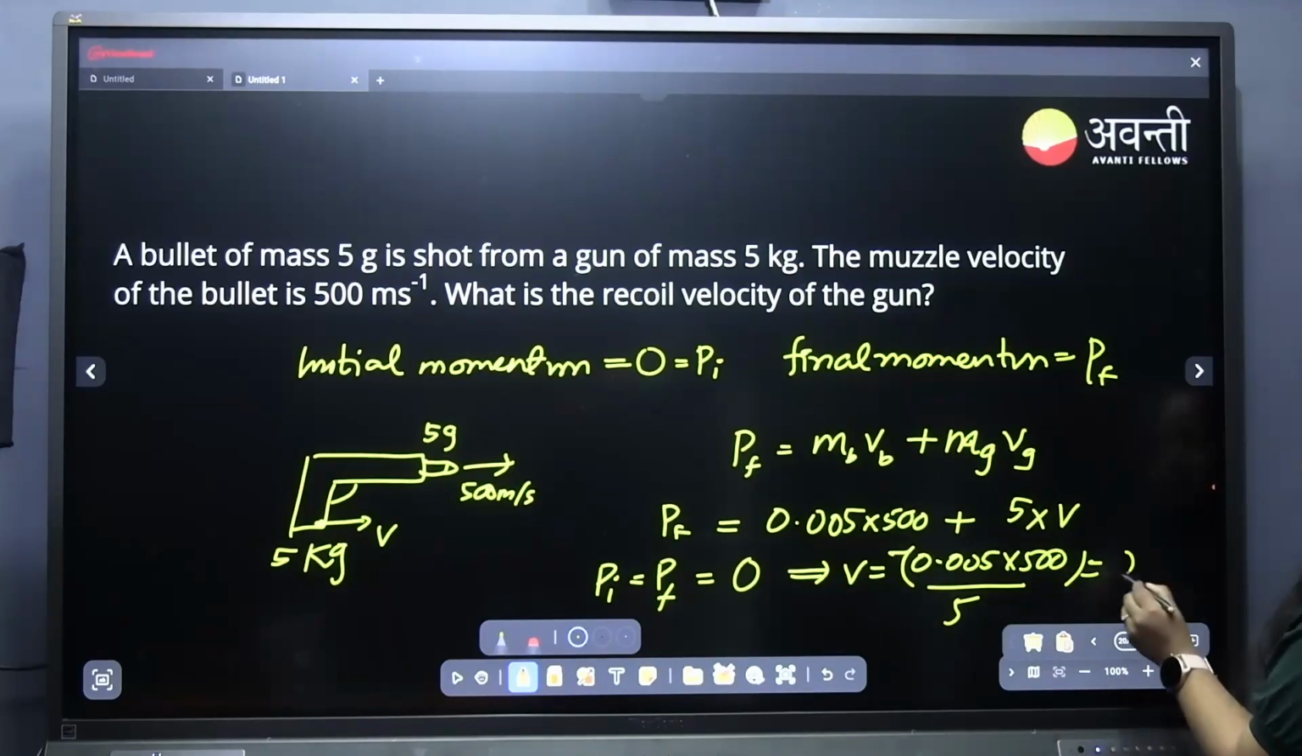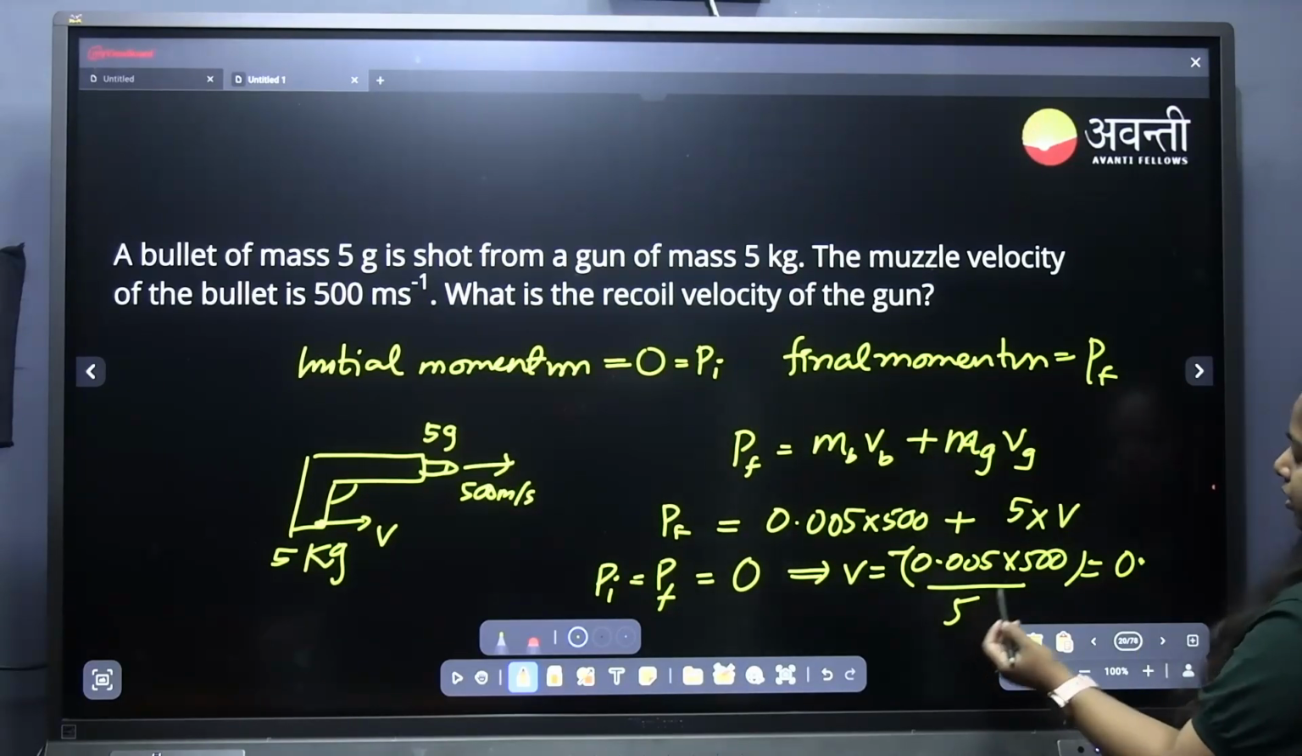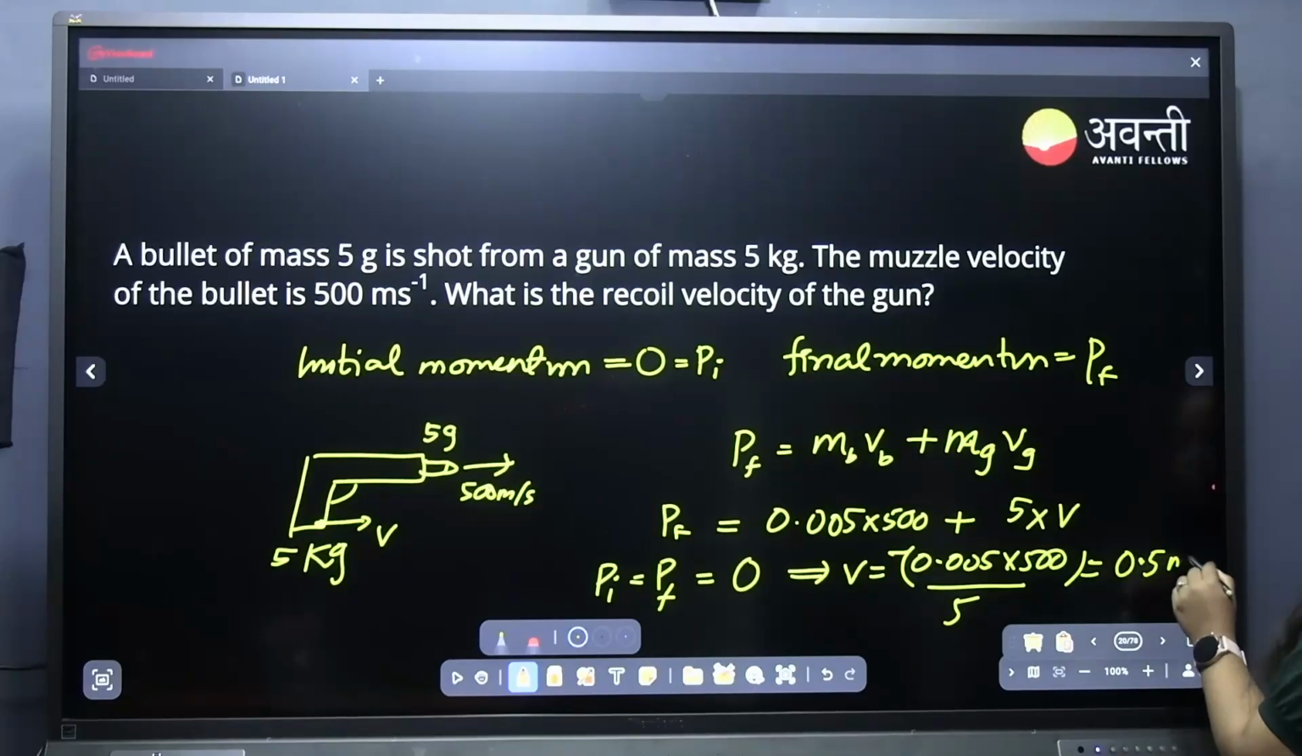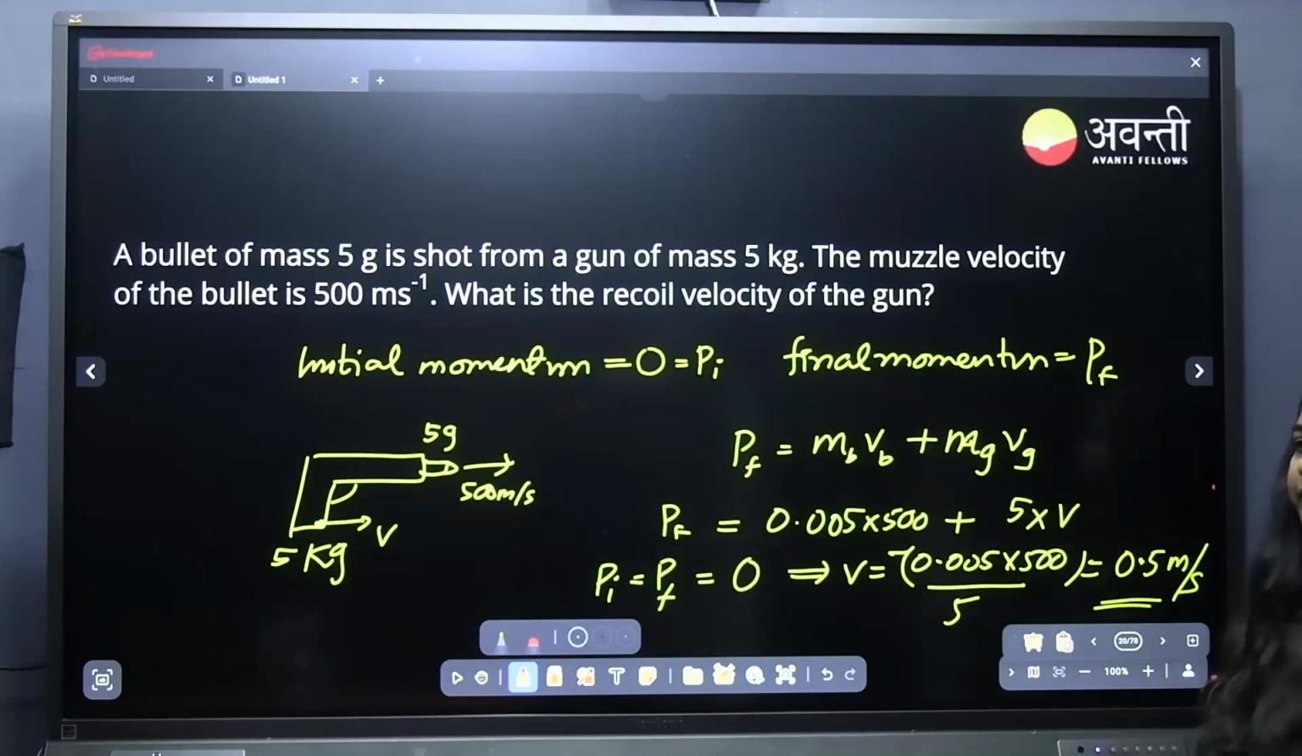So the answer will be what? 0.5. 0.5 meter per second. Okay. And this negative sign is there, so minus 0.5.